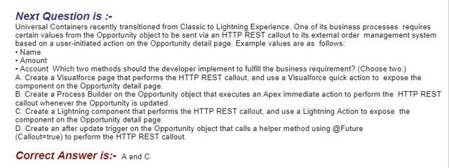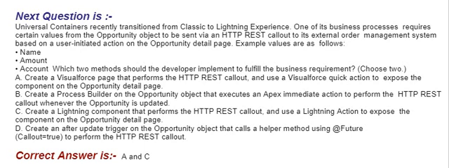Choose two. Option A. Create a Visualforce page that performs the HTTP REST callout and use a Visualforce quick action to expose the component on the opportunity detail page. Option B. Create a process builder on the opportunity object that executes an Apex immediate action to perform the HTTP REST callout whenever the opportunity is updated.